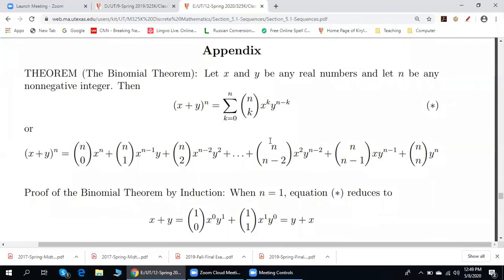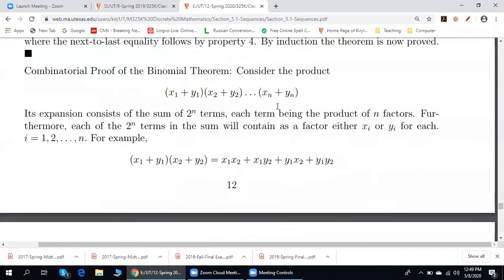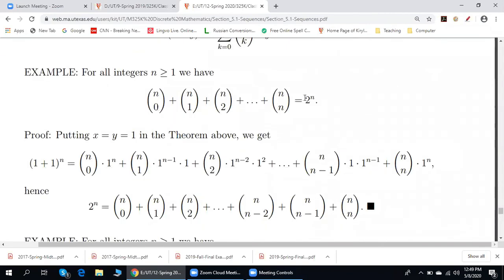We use the binomial theorem. Observe that if in the binomial theorem we replace x by 1 and y by 1, the left-hand side becomes (1 plus 1) to n's power, which is 2 to n's power. In the right-hand side, x to k and y to n minus k will disappear because x is 1 and y is 1. It's exactly how we obtain this result.